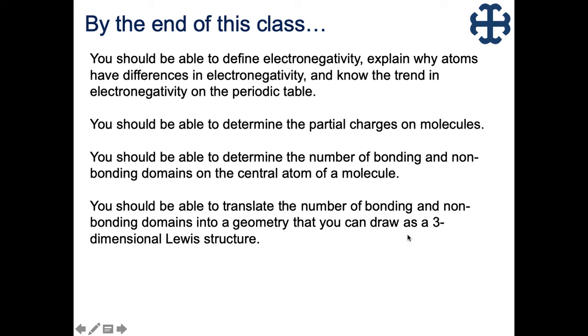So, just so you know, by the end of the class you should be able to explain these concepts and do these things. Define electronegativity, how it relates to atoms, how we know about it, and its trend on the periodic table. You should be able to determine partial charges on molecules, determine the number of bonding and non-bonding domains on a central atom, and translate that number into a geometrical structure.